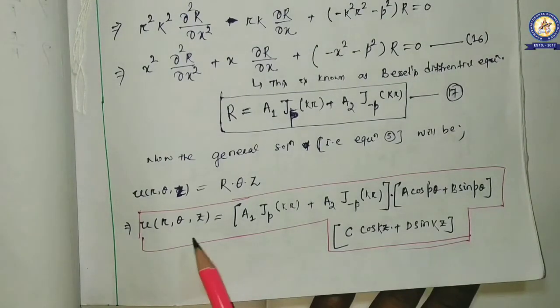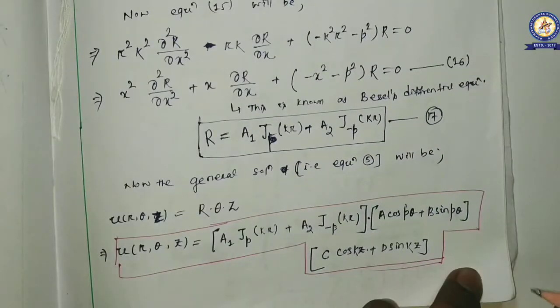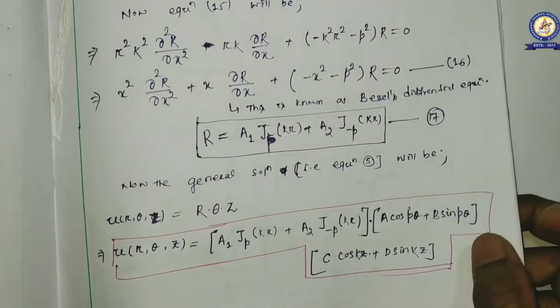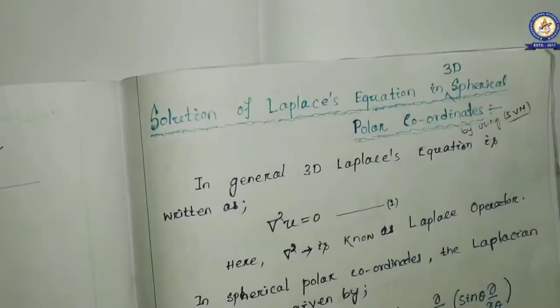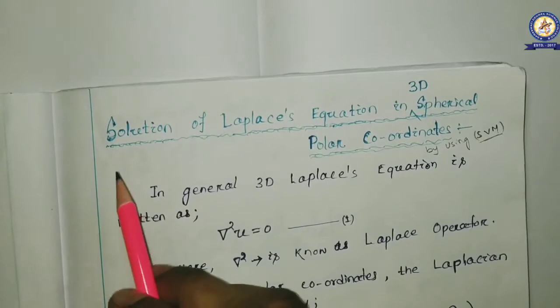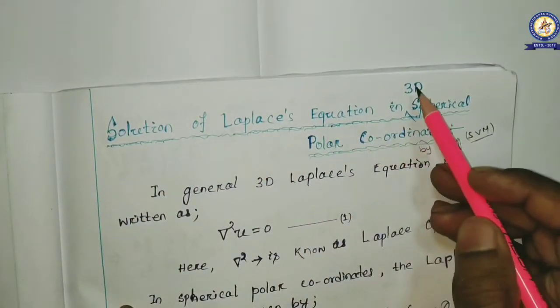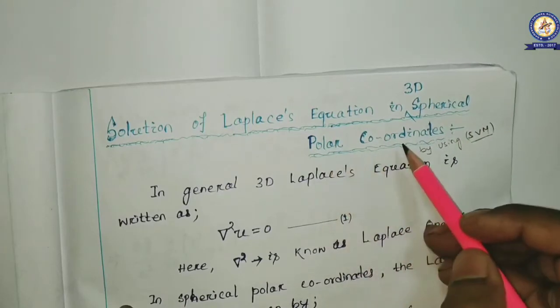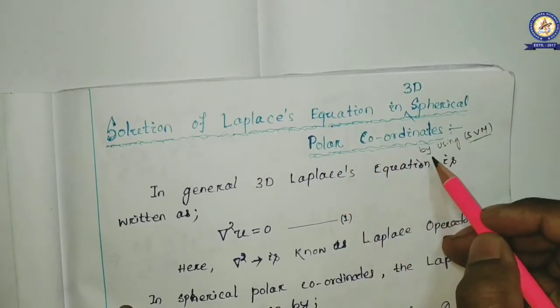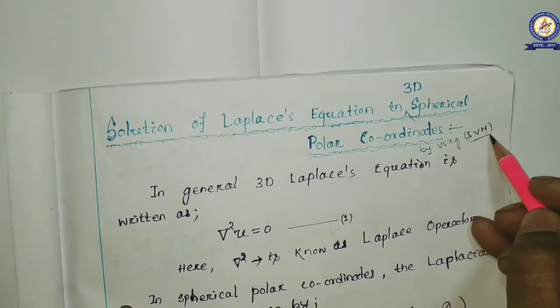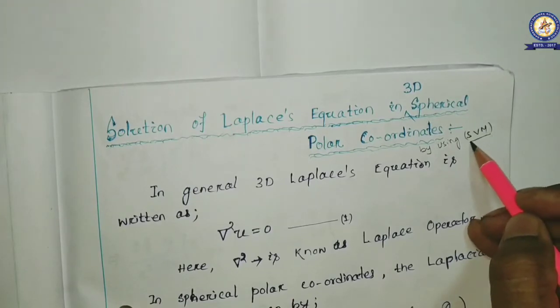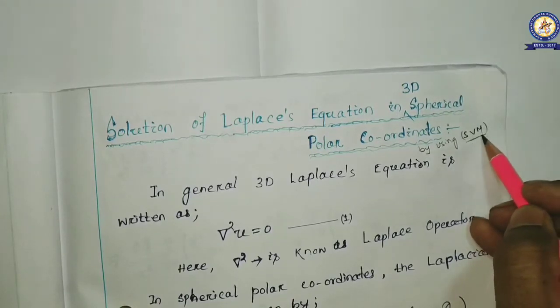For the cylindrical coordinate system, we found the general solution is this one. Today in this lecture we are going to discuss in detail the solution of the Laplace equation in the three-dimensional spherical polar coordinate system by using the separation of variables method, or in short, SVM.